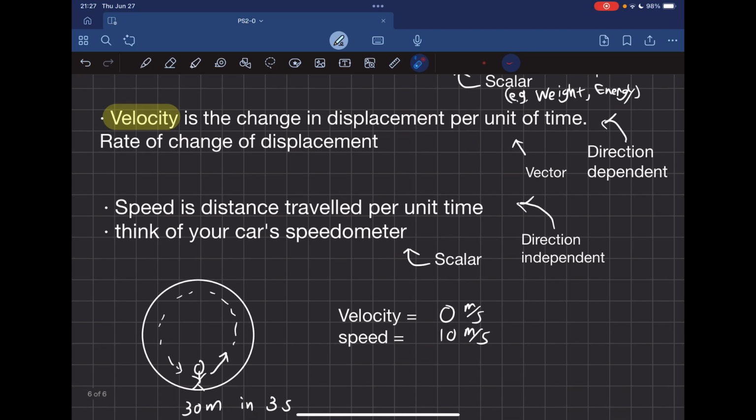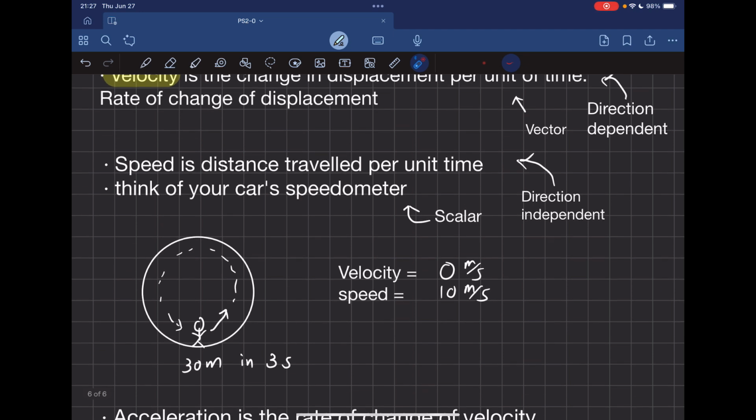Now, speed is what we typically think of in our everyday life. A good example is your car's speedometer measures speed, not velocity, because velocity depends on your direction. Your car's speedometer doesn't care whether you're going forwards, backwards, left, right, up, down, whatever. It doesn't matter what direction you're traveling. Your car's speedometer is going to read how fast you're traveling. So it's direction independent, and it's a scalar. It does not have a direction.